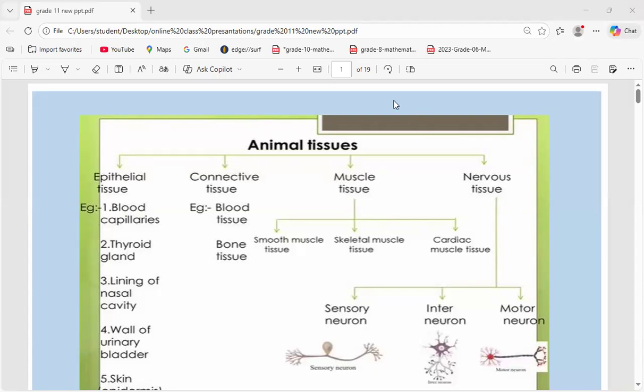Okay, we finished the plant tissue now. Yes, madam. We finished the plant tissue, right? Today we are going to start the animal tissue. Okay, put this chart in your book.